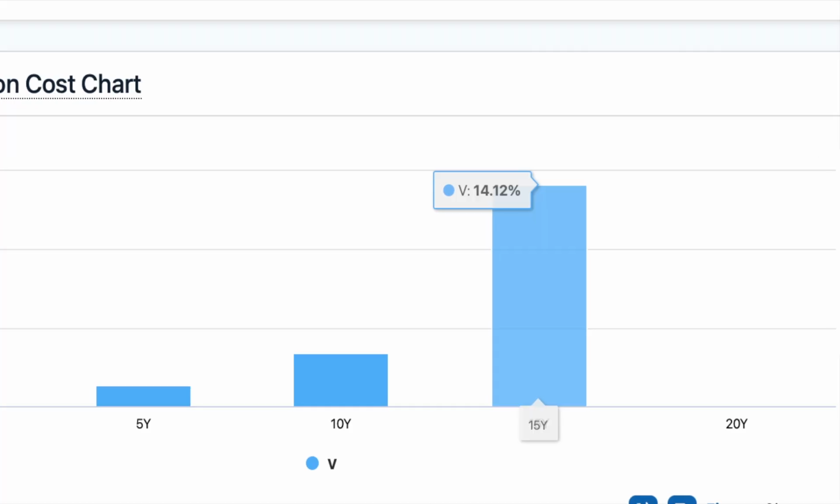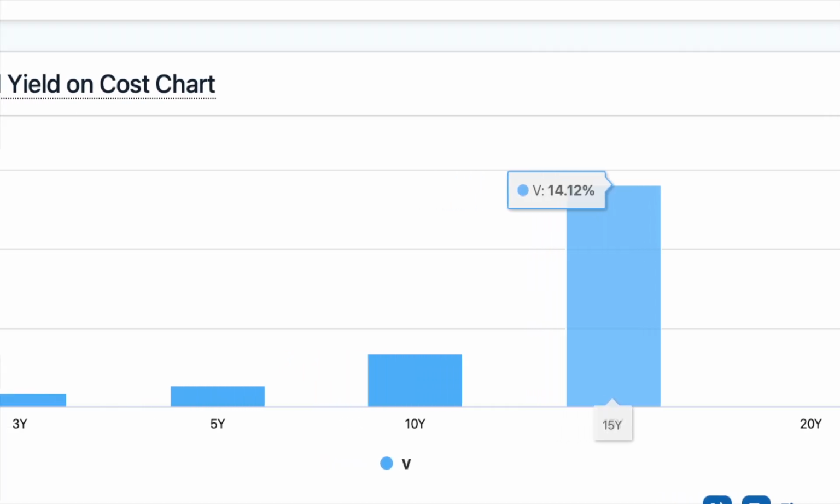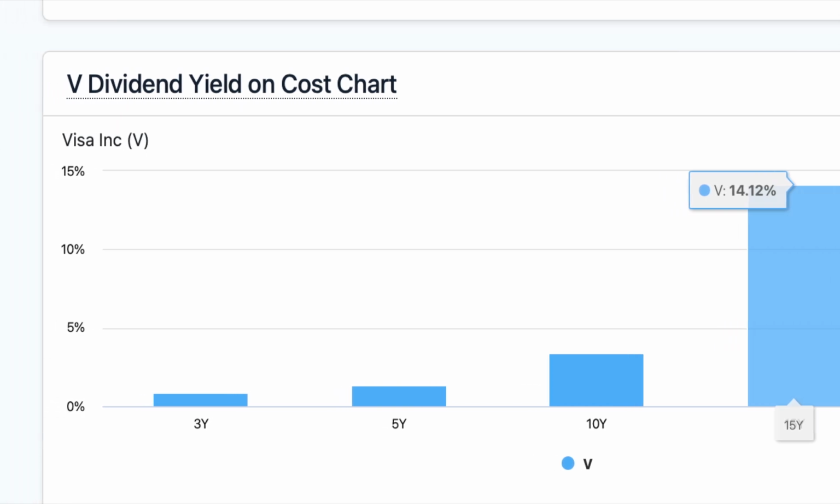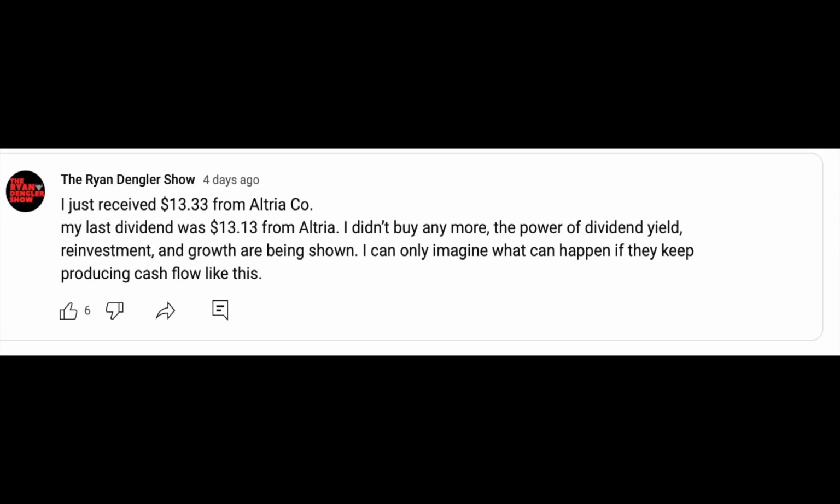If you would have bought Visa stock like 10 years ago, your yield on cost would be like 15%, and keep in mind their current yield is about 0.8%, which is absolutely wild. This is only 10 years, and that's actually pretty short term in my opinion. I can only imagine in 20, 30, 40 years what the yield on cost would be if they continue growing the dividend like they have been.